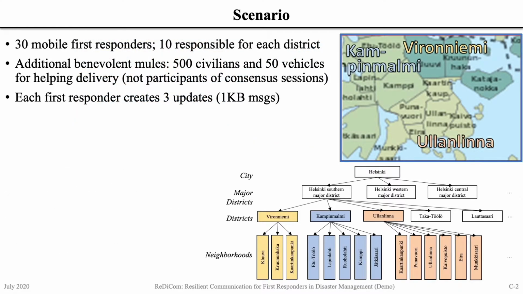We place several hundreds of mobile users in the area. We have 30 first responder users, 10 responsible for one of the 3 districts, each placed and moving around in the neighborhoods of the district that they are dealing with. We add additional benevolent mules to help with better delivery. There are 500 civilians and 50 vehicle mules. Only first responders participate in consensus sessions and are generally interested in updates from regions that they're dealing with. Each first responder creates 3 updates in the first half hour of the experiment at 10-minute intervals, so we will have a total of 90 updates eventually.